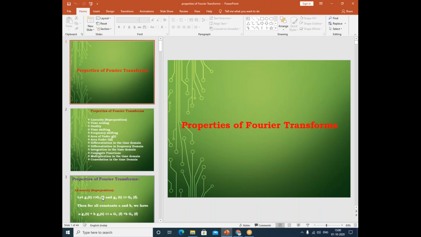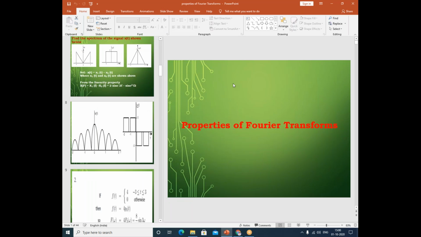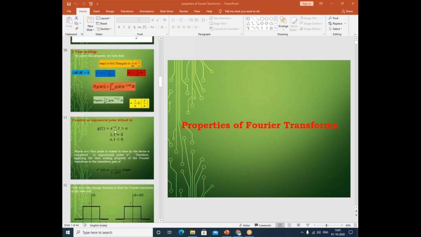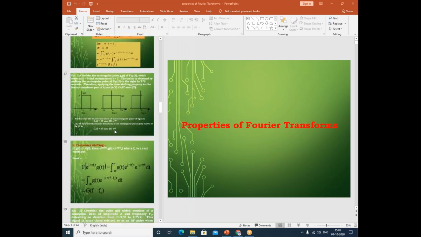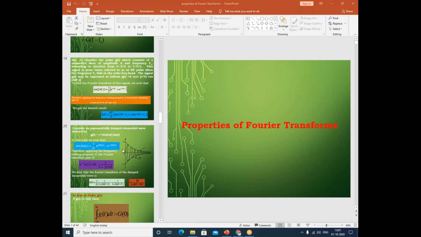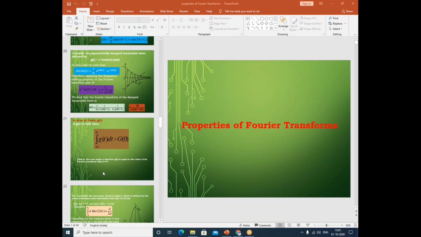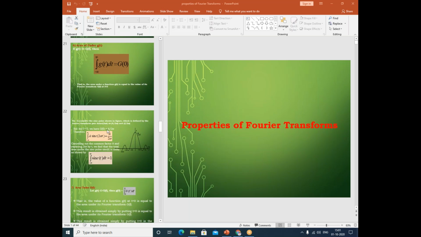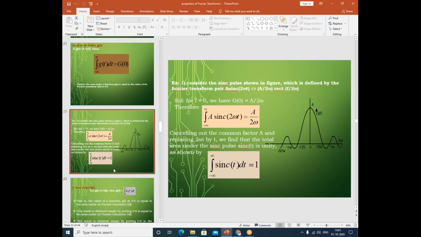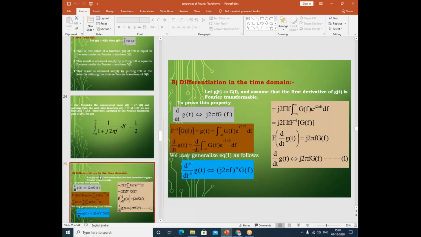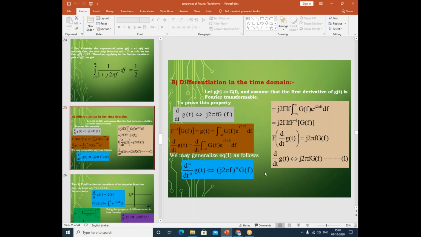Yeah, let us see. In the last class, we discussed the properties like area under g of t and area under G of f. And we have seen an example also for the area under g of t as well as area under G of f. Now, in today's class, I am going to discuss the differentiation in time domain.